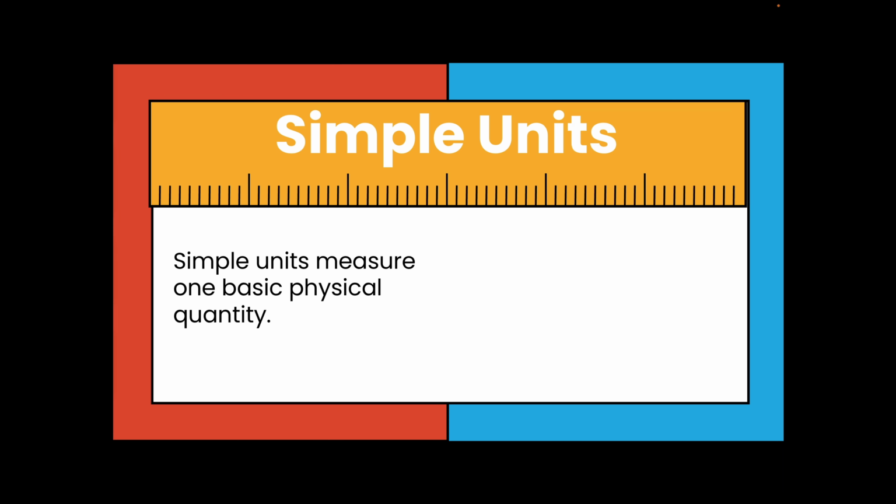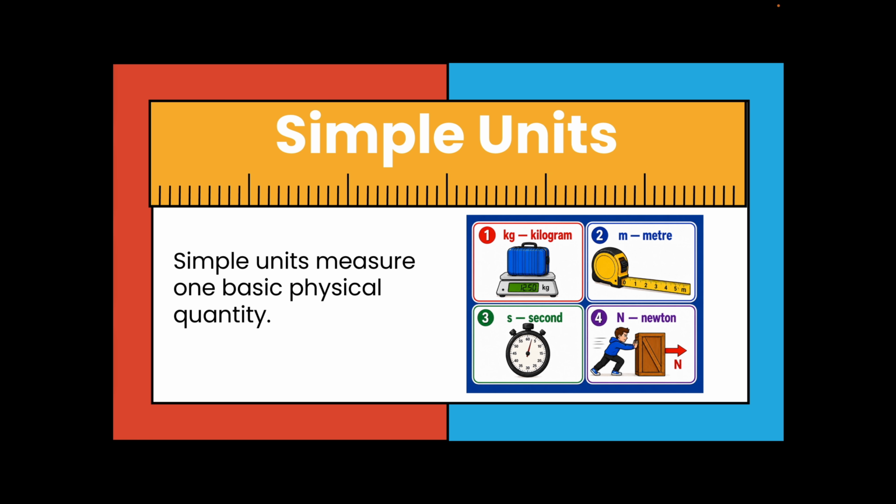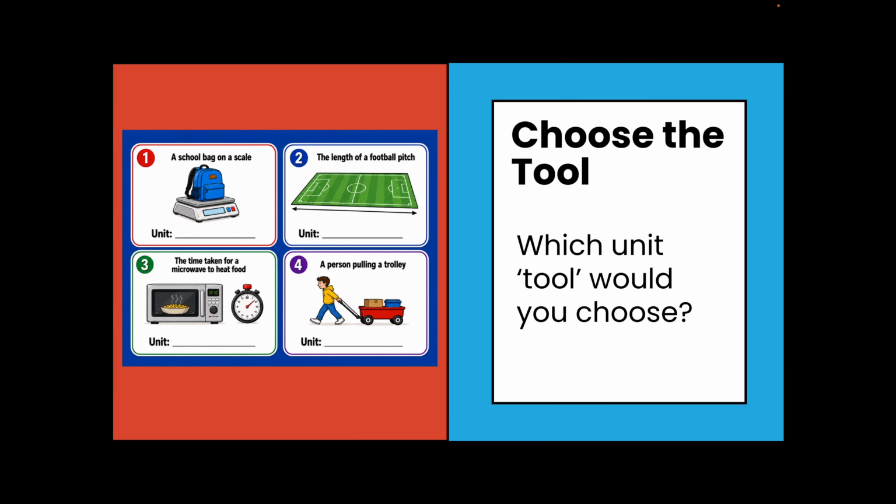Let's begin with the simple units. Simple units measure one basic physical quantity. The four simple units we are focusing on here are kilograms for mass, meters for distance or length, seconds for time, and newton for force. These are like the basic tools in the physics toolkit. Before we understand the more complicated units, we need to be confident with these simple ones.